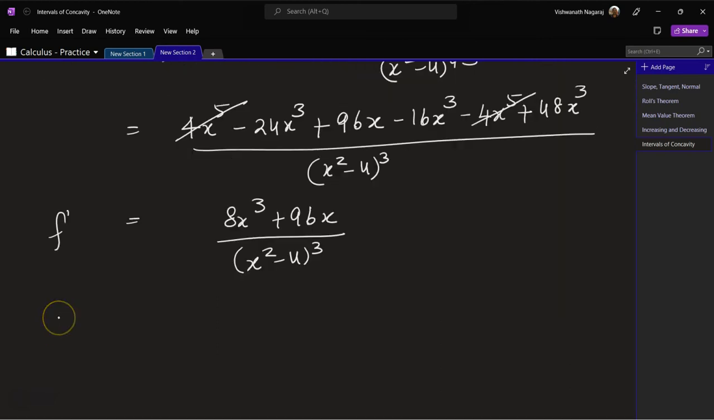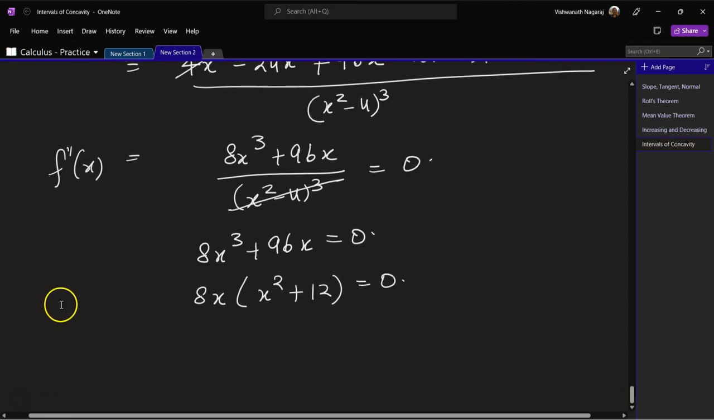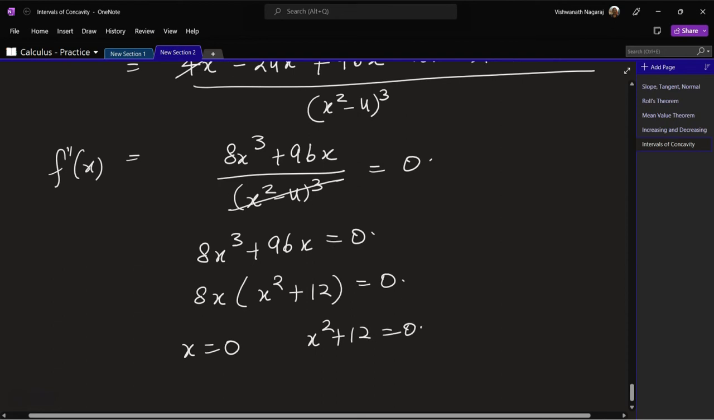Now f double prime of x, let's equate it to 0. What do we get? This disappears and we have 8x cube plus 96x equal to 0. Let's take 8x out. We get x square plus 12 equal to 0, which means x equal to 0, and this would be x square plus 12 equal to 0, x square equal to minus 12, and square root of minus 12, we are not interested in complex numbers.